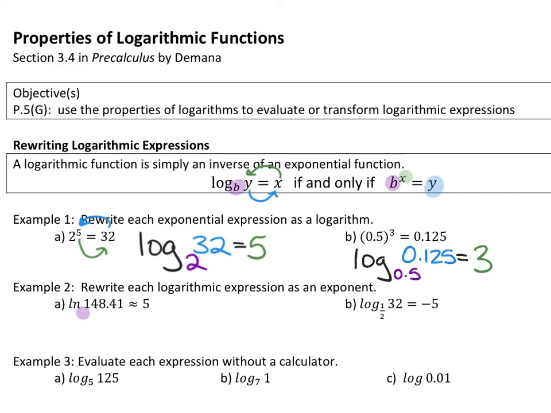Wait, what is this called? ln, what is that called? Natural log, meaning the natural number needs to be its base, which is what letter? E. So the base here is e. That's going to stay the same, and I'm going to flip-flop where the x and the y are.